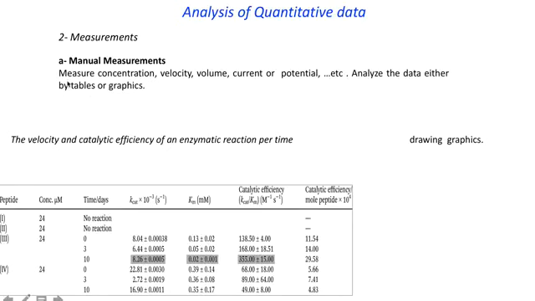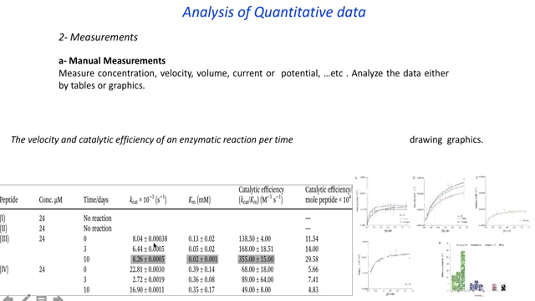You can do manual measurement, like measuring the concentration, the velocity, volume, current, or whatever, and showing that in a table, like showing the numbers, the mean, the standard deviation in a table. Or you can show your result by graphs and analyze these graphs by showing the standard deviation of each run, and so on.